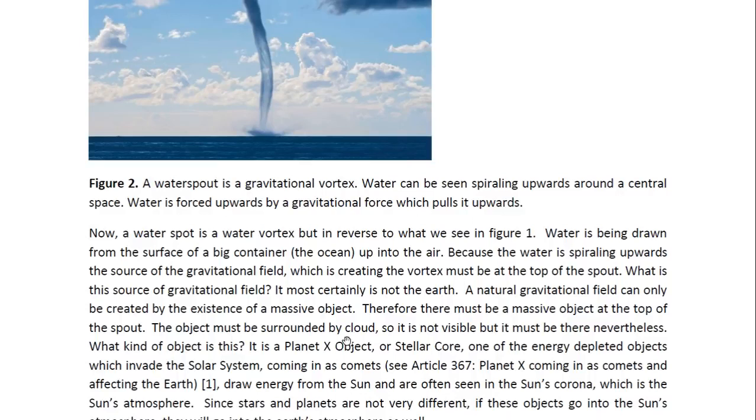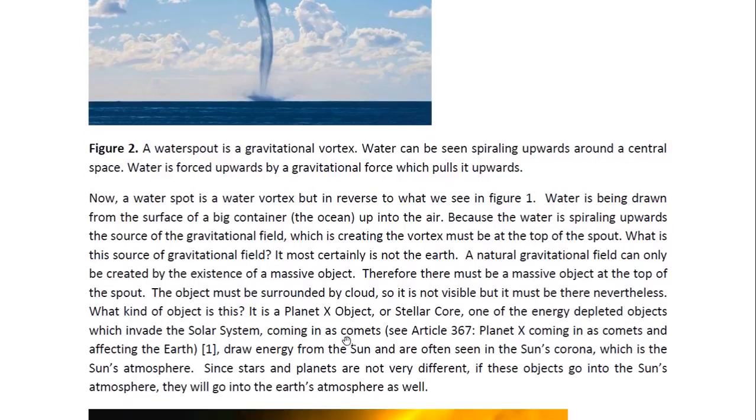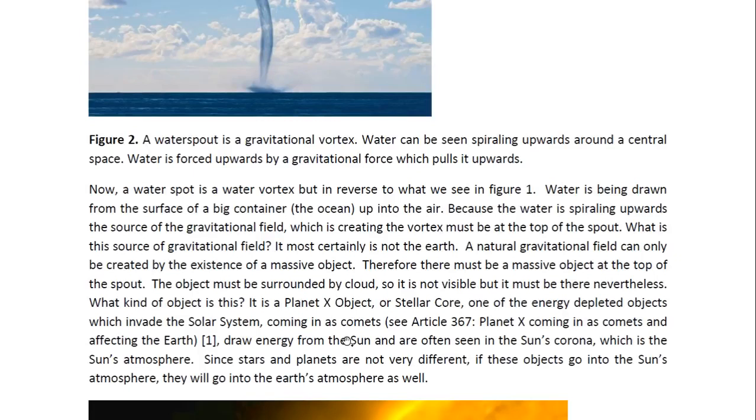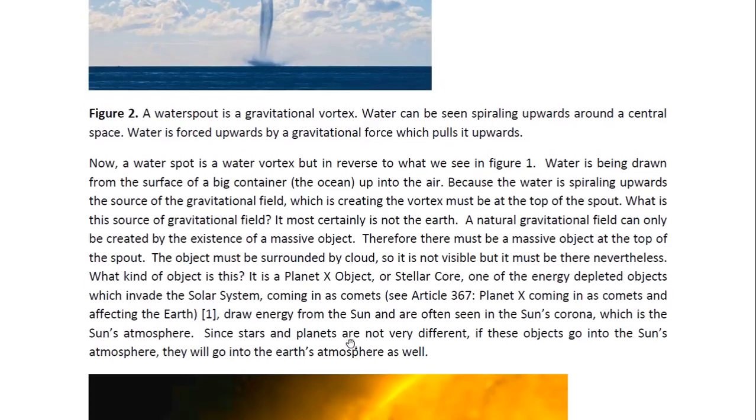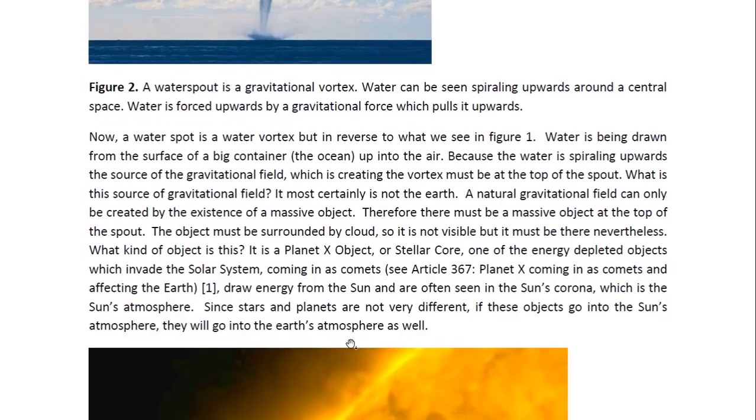Now, a water spout is a water vortex, but in reverse to what we see in figure 1. Water is being drawn from the surface of a big container, the ocean, up into the air. Because the water is spiraling upwards, the source of the gravitational field, which is creating the vortex, must be at the top of the spout. What is the source of gravitational field? It most certainly is not the Earth. A natural gravitational field can only be created by the existence of a massive object. Therefore, there must be a massive object at the top of the spout. The object must be surrounded by cloud, so it is not visible, but it must be there nevertheless. What kind of object is this?